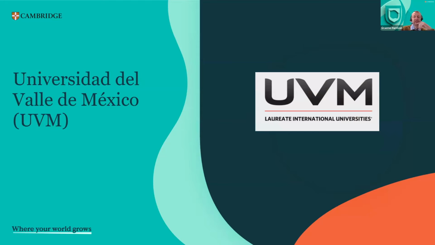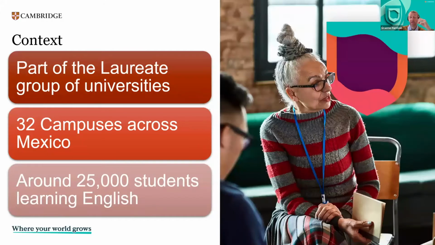The first one I want to talk about is the Universidad del Valle de Mexico, or UVM for short. UVM is a large higher education supplier in Mexico. It's part of the Laureate group of universities. Laureate is a big international private conglomerate of universities. They have different universities around the world. They have 32 campuses across all of Mexico, so you can imagine that they have quite a lot of students in those campuses.